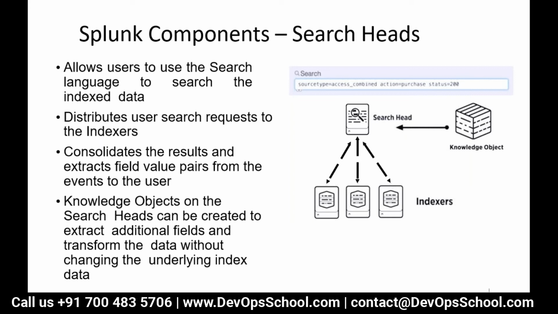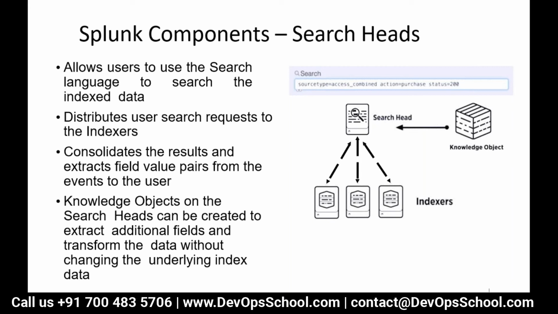Now, what is the Splunk component search head? Look at the image first. The search head is pointing to the indexer with an arrow, because the indexer has the parsed content. The search head allows users to use the search language to search the indexed data. It also helps distribute user search requests to the indexer. Sometimes one search head is not sufficient for all the searches from different users, so you may have multiple search heads to distribute the search requests to the indexer.